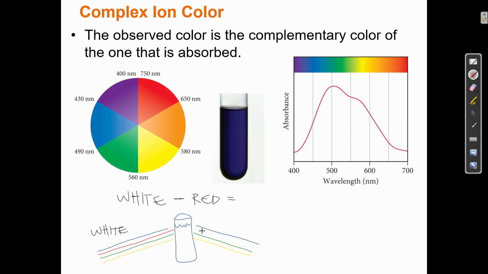And so what color is this solution? Well, when a color is absorbed, we look at the color wheel. We have Roy G. Biv: red, orange, yellow, green, blue, violet. When red is absorbed, a substance is going to appear to be the complementary color of the one that is absorbed. So let's start with red. If a red photon is absorbed, like what we're showing down here, then the color of that solution is going to appear to be green.